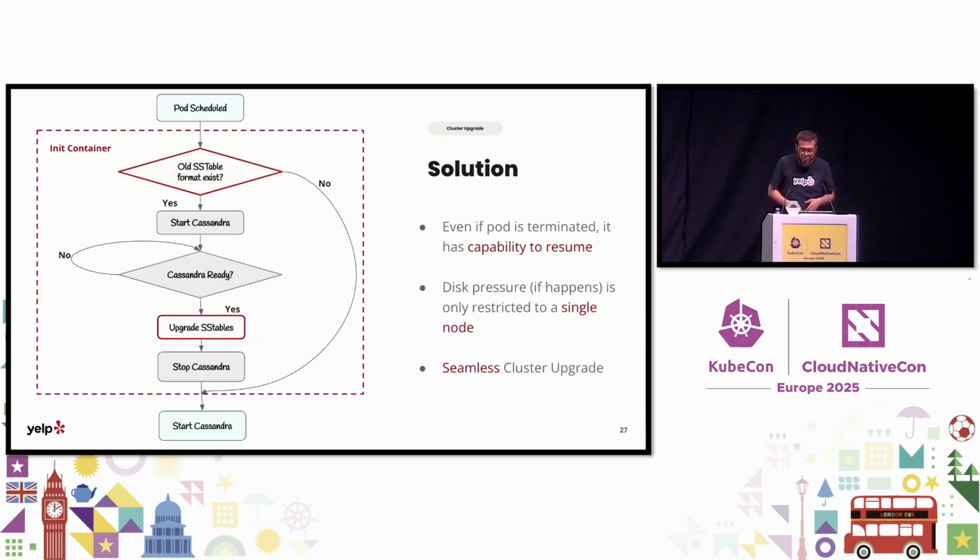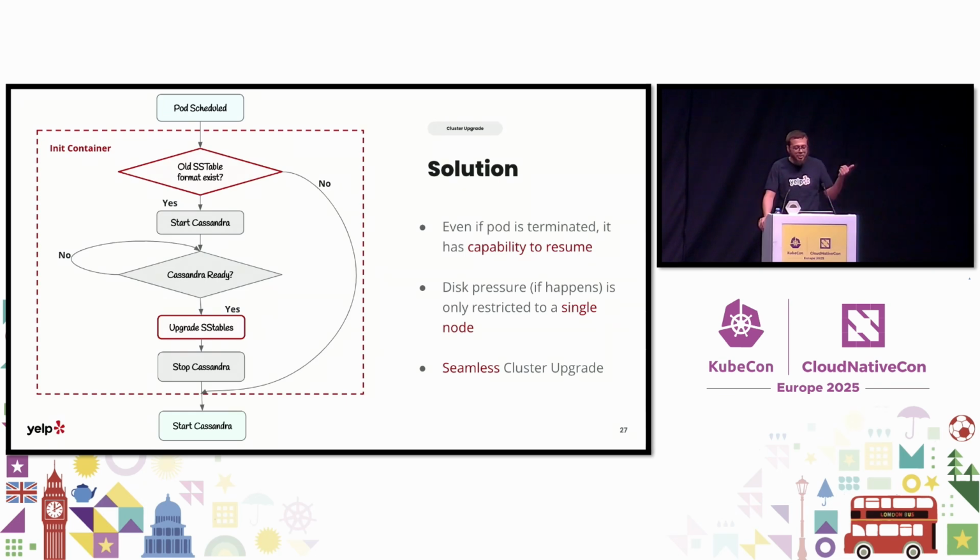If not, we exit the init container, else we start the Cassandra process and wait for it to become ready. Once the Cassandra process is ready, we upgrade the SSTables until it completes. Now, this process can also be long running, depending upon the amount of data that is present on the disk. And once everything gets complete, we exit the init container and start Cassandra as a regular container.